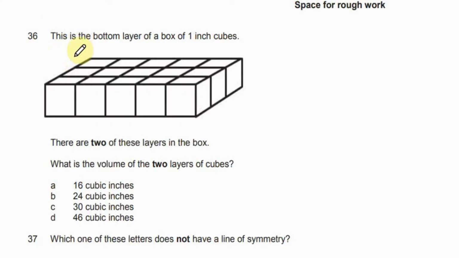All right, now we're looking at question 36. So this is the bottom layer of a box of 1-inch cubes. All right, there are 2 of these layers in the box. What is the volume of the 2 layers of cubes? All right, and again, we said the volume can be ascertained by multiplying the length times the width times the height. Now the length here we have what, 1 2 3 4 5 cubes going across. Now the width here, we have 3 cubes going across, and we have 2 layers going up, so therefore the height would actually be 2.